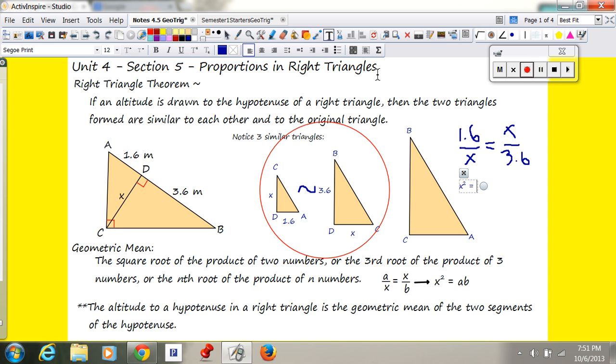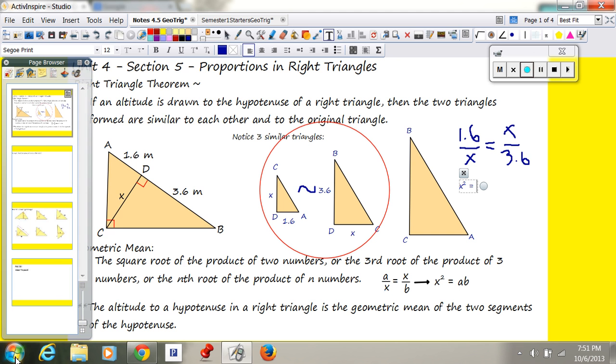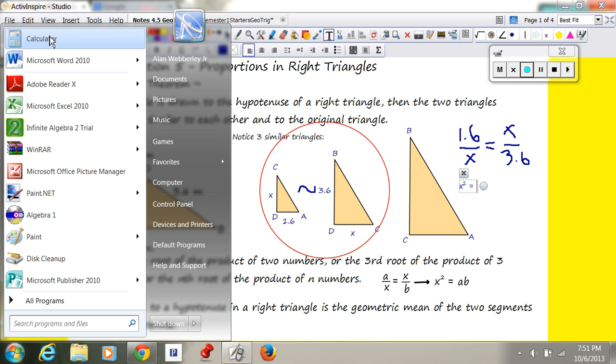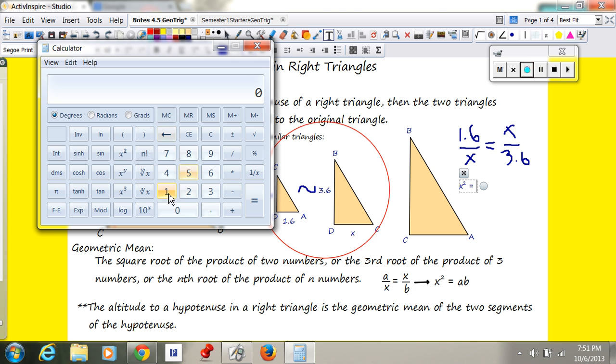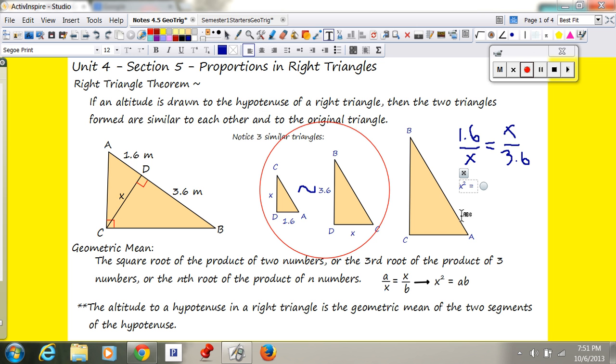Now, if you multiply your diagonals here, you would get x squared equals, and then you'd have to multiply 1.6 times 3.6, so let's grab our calculator and do that. 1.6 times 3.6, and you get 5.76. So you get x squared equals 5.76.